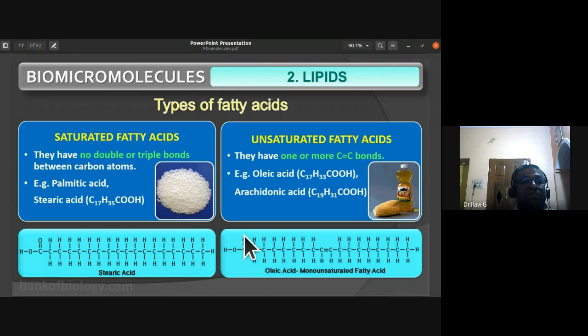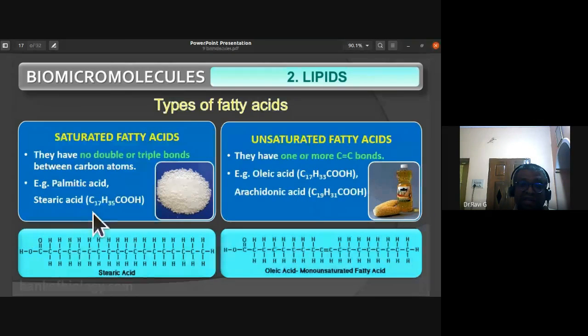Saturated fatty acids do not have any double or triple bonds between carbon atoms. Unsaturated fatty acids have one or more carbons with double or triple bonds, so we call them unsaturated fatty acids. An example of saturated fatty acids is palmitic acid and stearic acid. For unsaturated fatty acids, we have oleic acid.